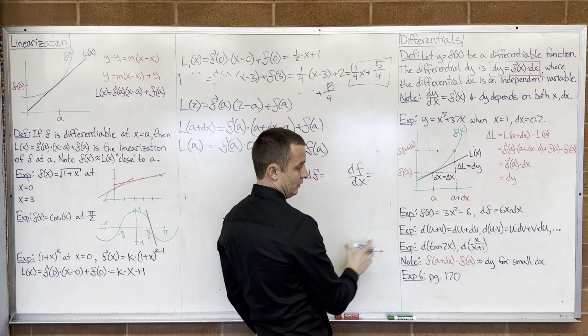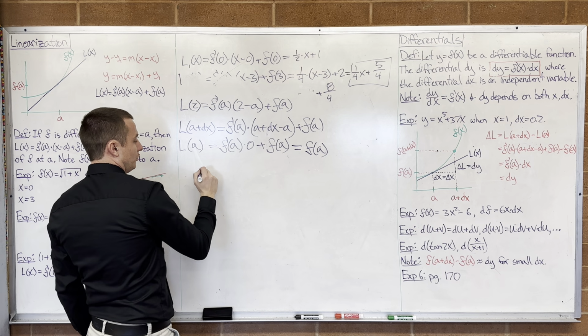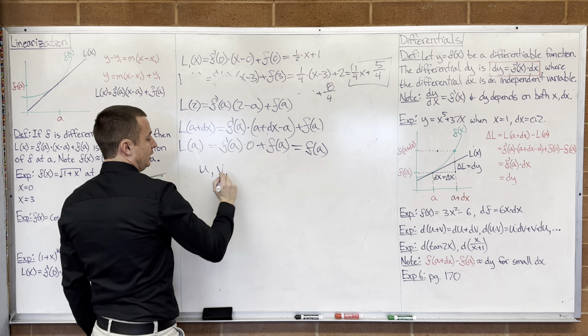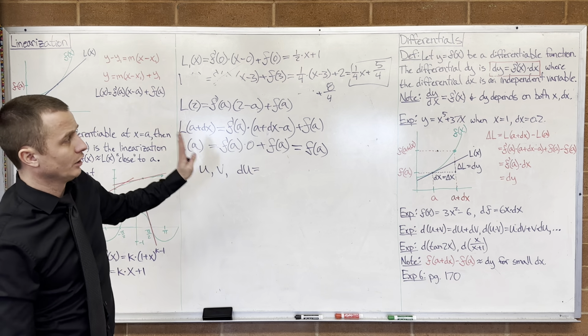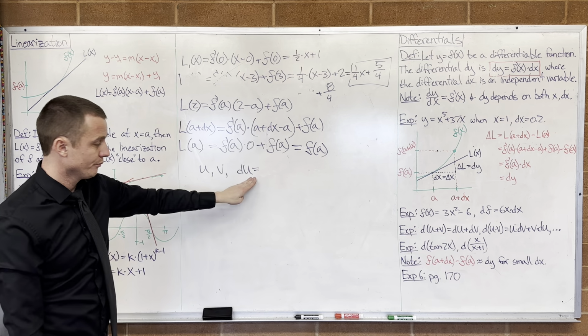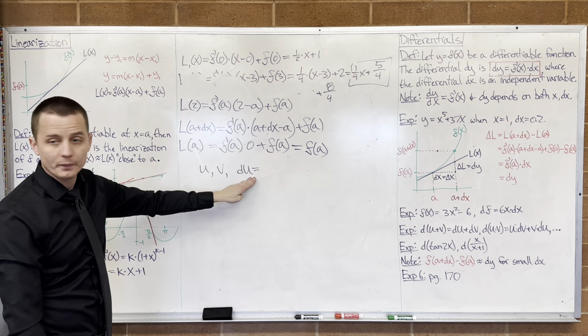Next, let's do a quick derivation. I'm going to have two functions, u and v. So I've got some function u, I've got some function v. Question, what does du equal, if u somehow depends on x? du equals the derivative of u, which I'm going to represent as u prime, times dx.